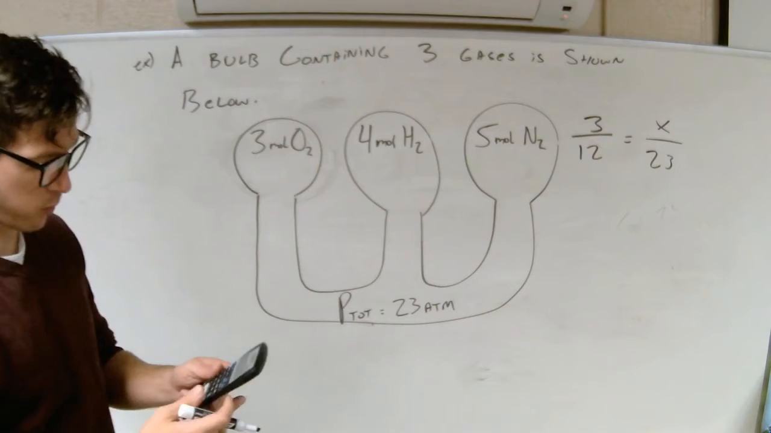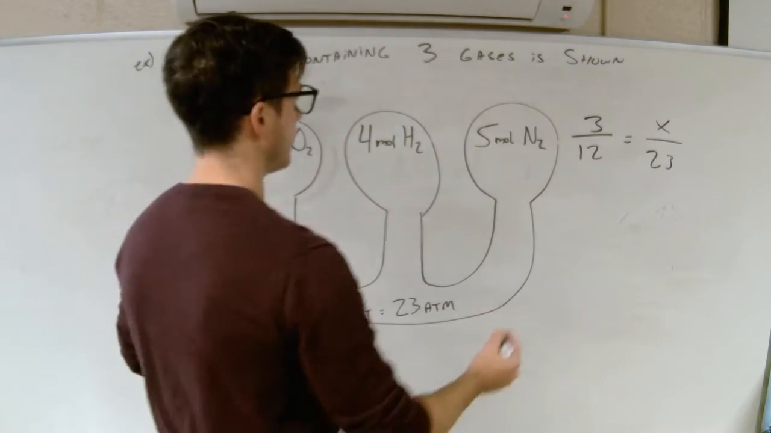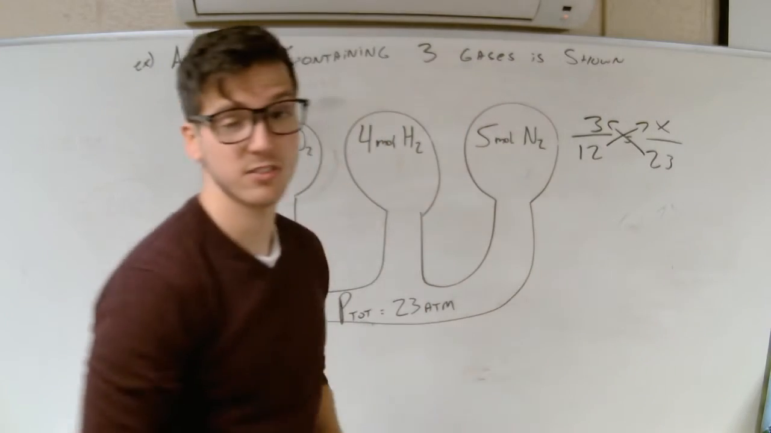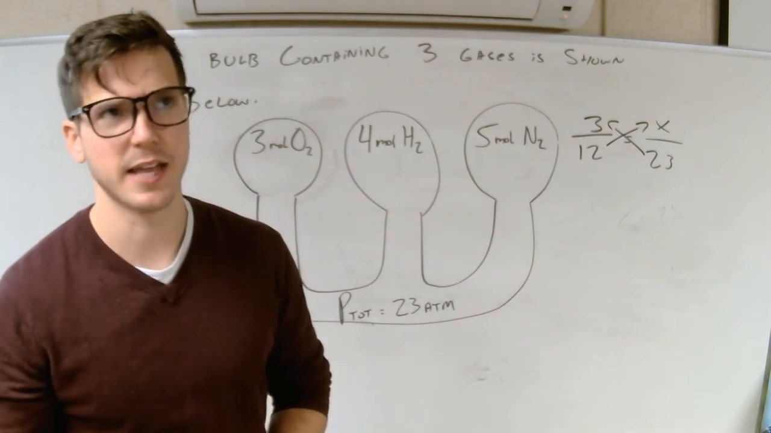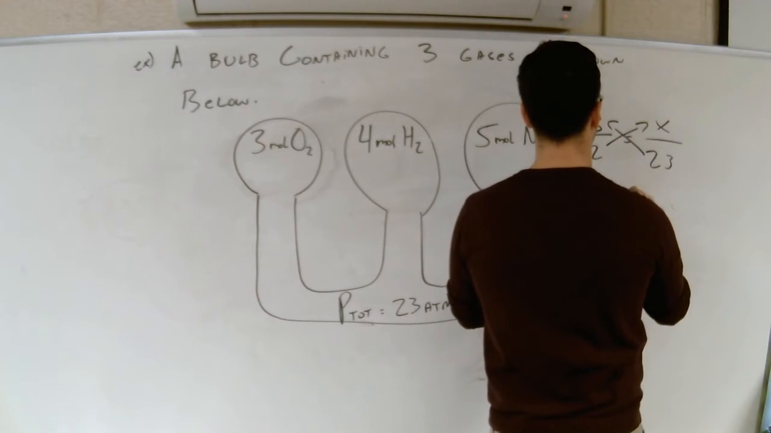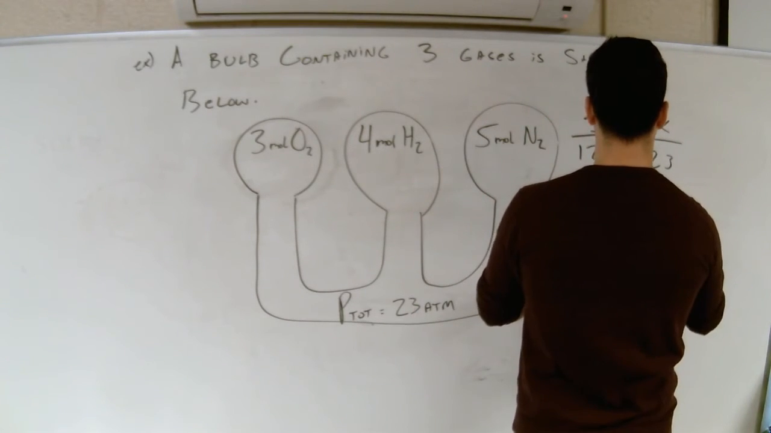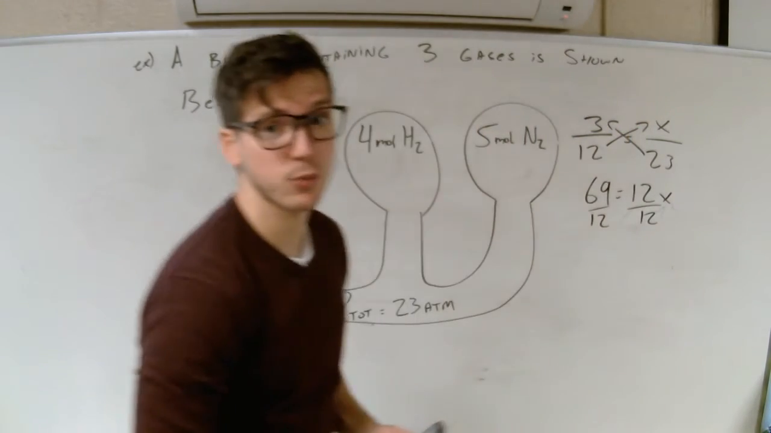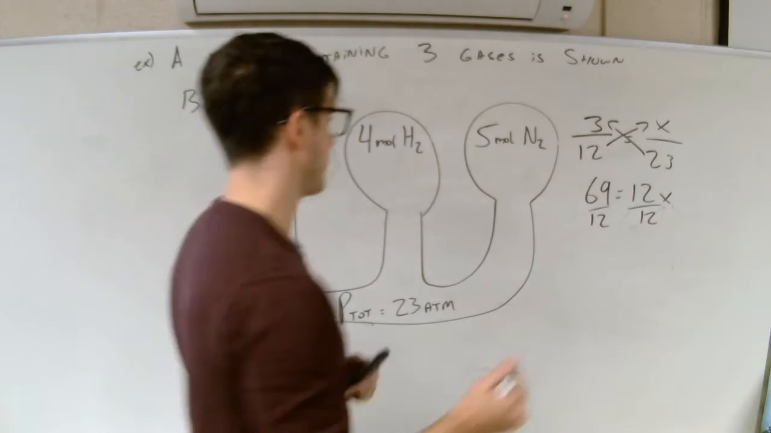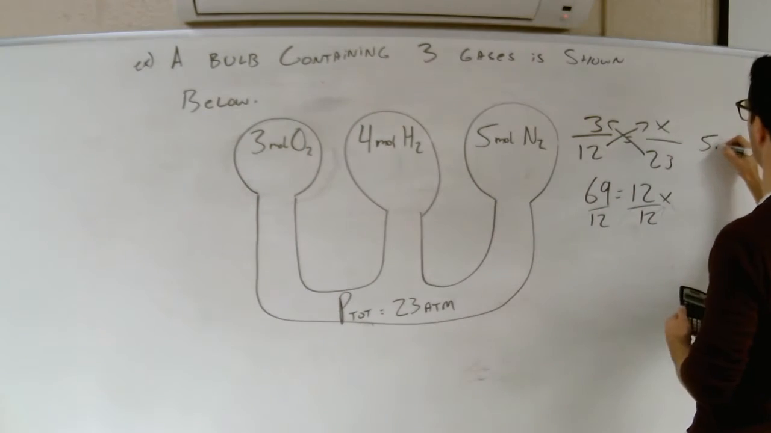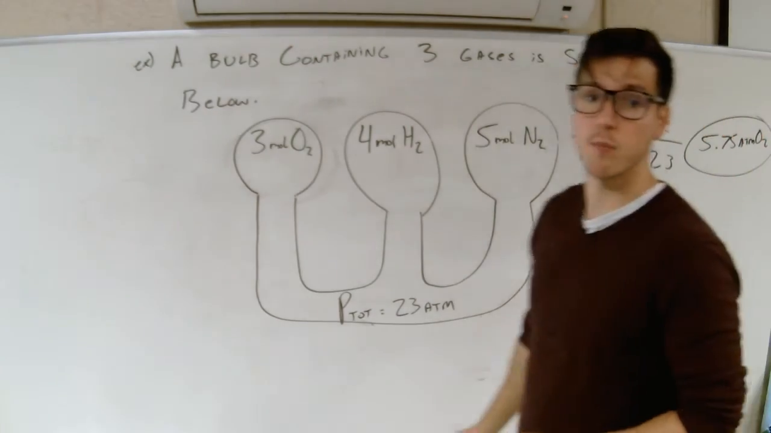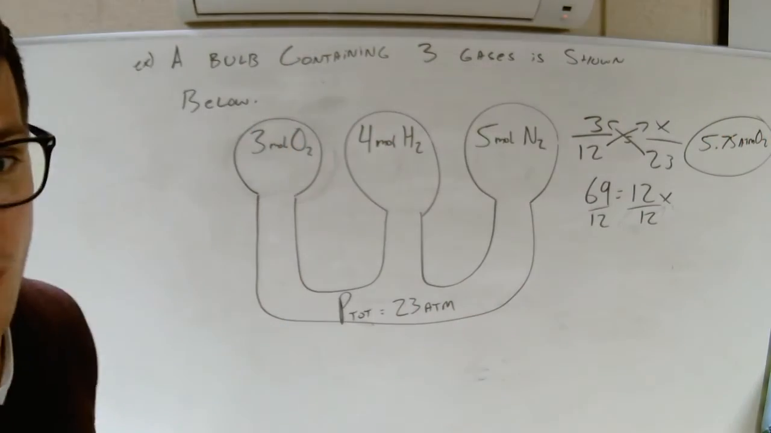We go ahead and we cross multiply, right? We take 3 times 23, 12 times x. You should get 69 equals 12x. We divide by 12 on each side, so 69 divided by 12 is 5.75. So oxygen makes up 5.75 ATM of pressure of that bulb.